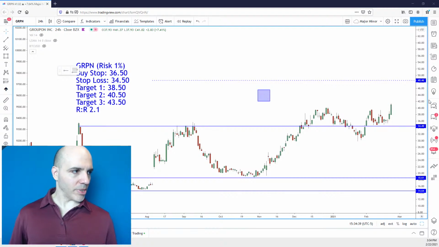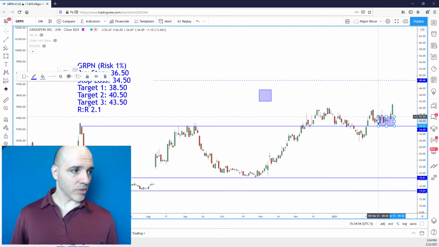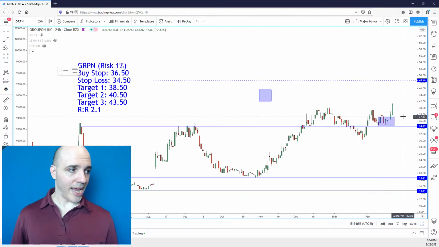Buy stop was at 36.50. This thing is at 41.02. We reached 2 targets since I sent this out. Not bad. I know some people got into Groupon, but this was, again, a technical setup. I'm not going by fundamentals here. These are technical setups. It was a swing trade and a nice move on Groupon. I hope some of you got into that.